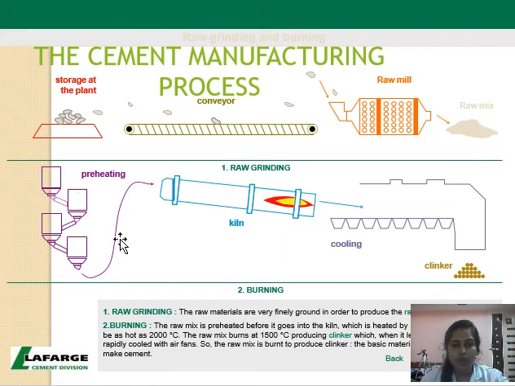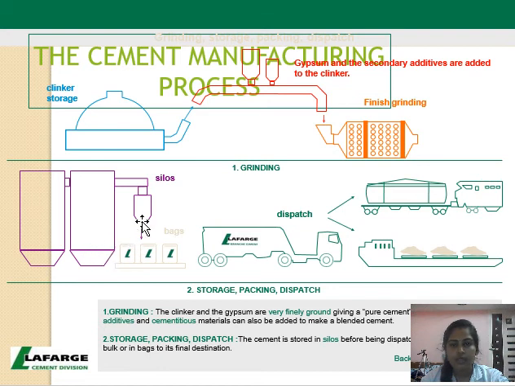Then the preheating process goes on. In the burning process, the material goes to the raw mill, and after that to preheating, then the raw mix goes to the kiln. In burning, the raw mix is preheated before it goes to the kiln. After heating, it goes to the kiln, where the temperature is 1400 to 1500 degrees Celsius, and it produces clinker. The clinker is cooled and fed to the grinding mill, where it is ground and gypsum is added.